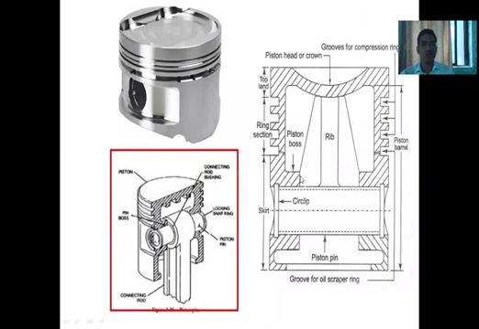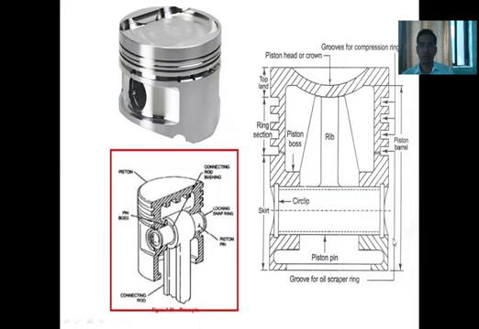So this is a diagrammatic representation of the piston block. Here you can observe the piston block. This portion is called the piston head. Then this is the skirt of the piston. Then this is the slot for the gudgeon pin. This is the slot for the piston rings. So here you can observe the piston head or crown. Then the groove for the compression ring. So these are the grooves for the compression ring.